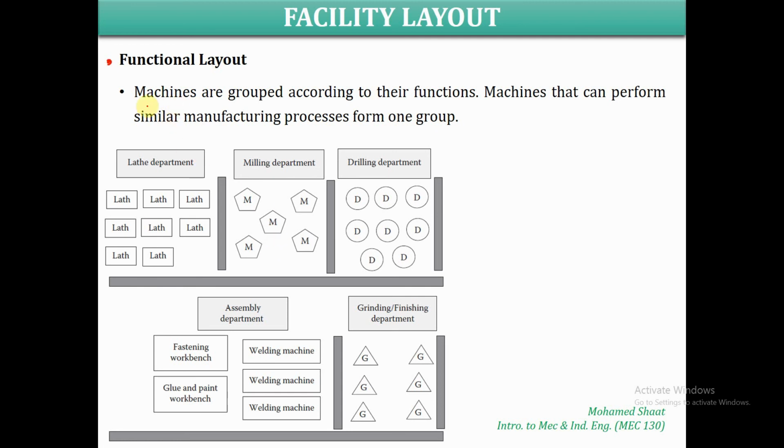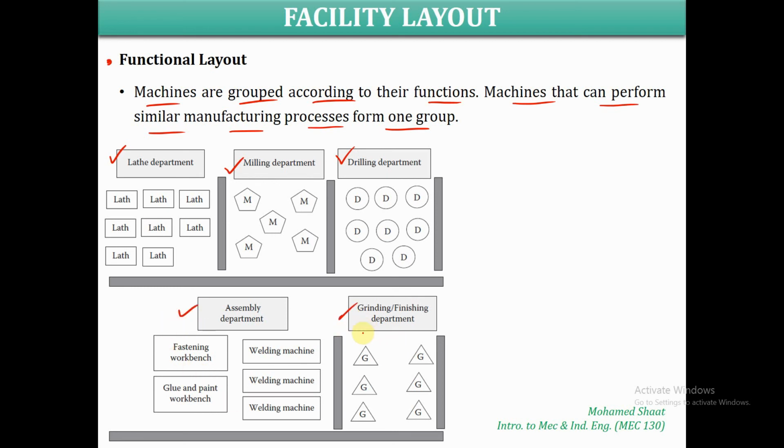The other facility layout is the functional layout. In this layout, machines are grouped according to their functions, and machines that can perform similar manufacturing processes are grouped together to form one group. For example, we may have the lathe department. What is common within the lathe department? This department contains lathe machines doing turning operations. We have the milling department that includes 5 or 6 milling machines doing different milling operations, and the drilling department, with 5 or 7 drilling machines or drilling presses used for the drilling operation. We have an assembly department, a grinding department, and so on.